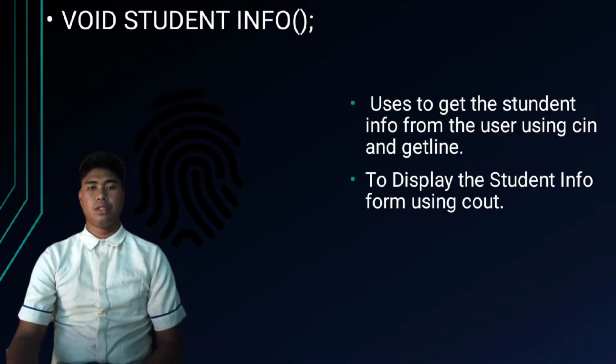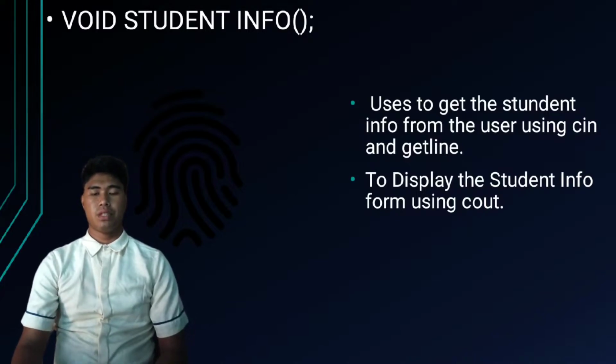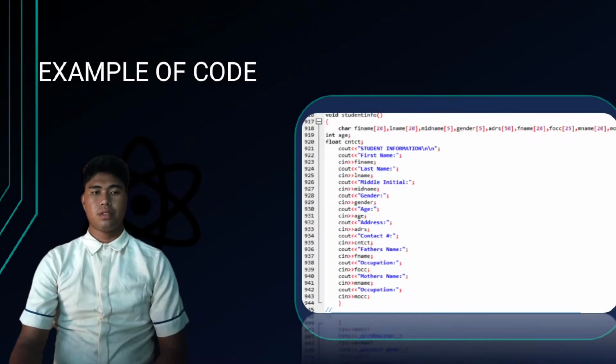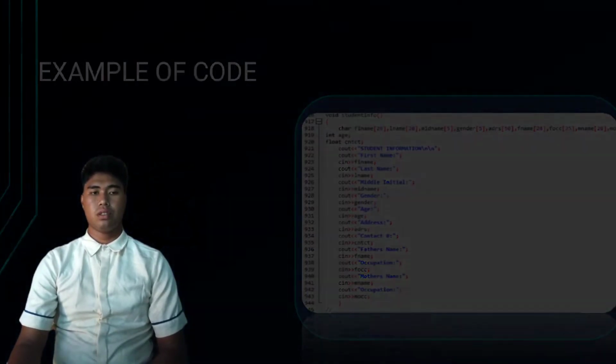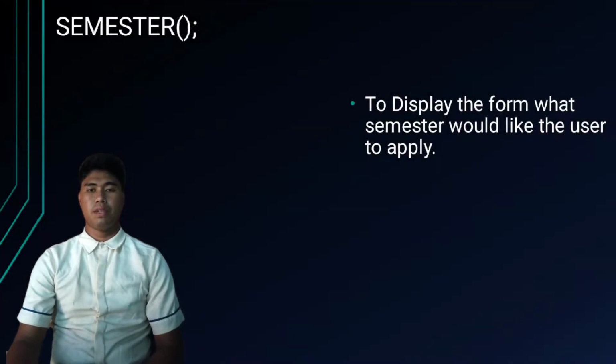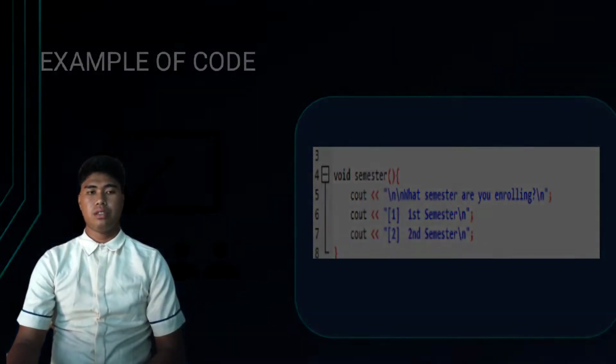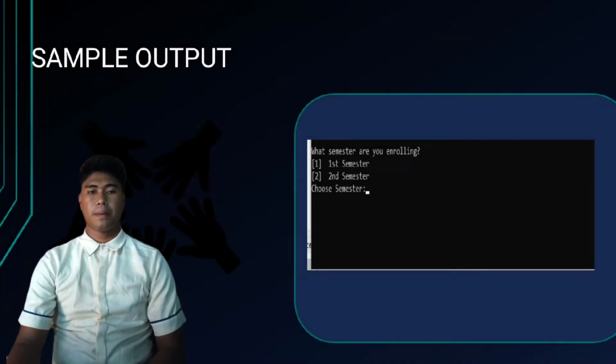First is the void student info. It is used to get the student info from the user using cin and to display the student info using cout. This is the example of code, and this is the sample output. Next is the semester, to display the form of what semester the user would like to apply for. This is the example of code, and this is the sample output.